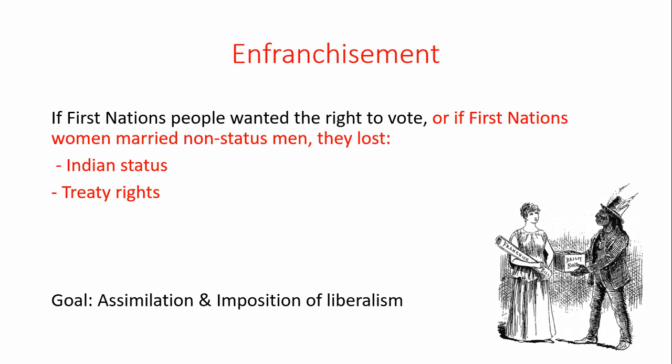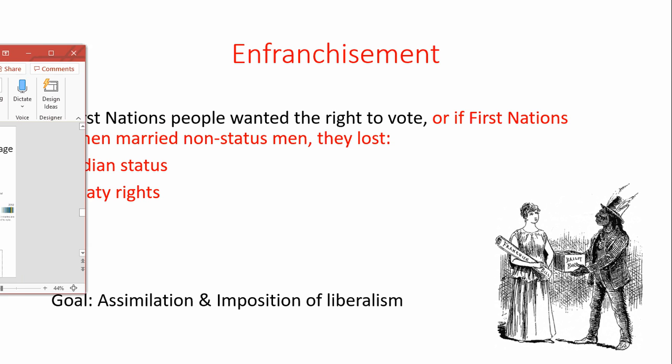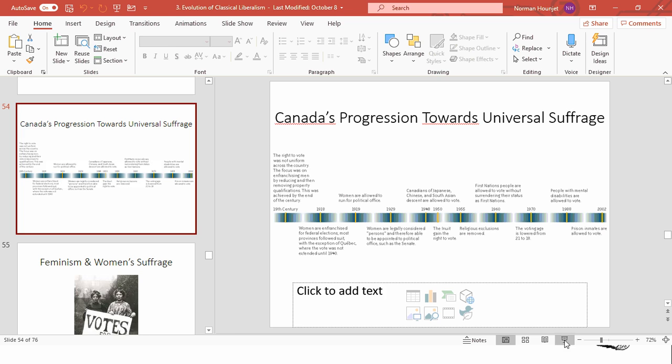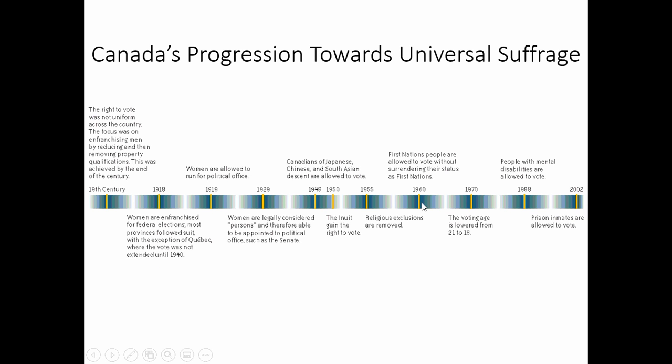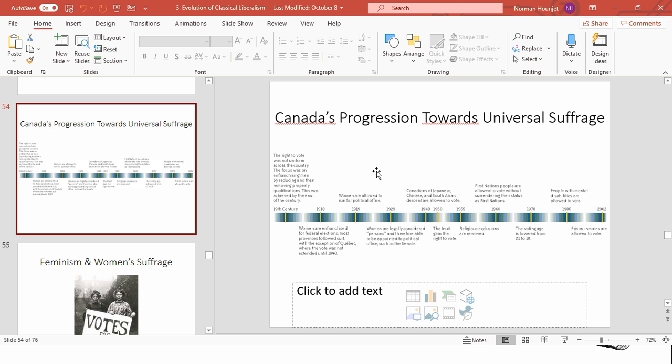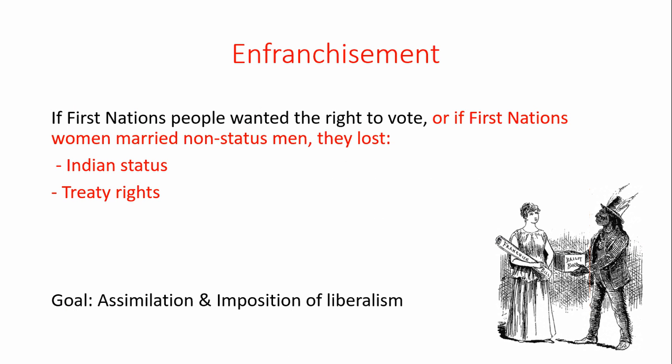As you guys learned back in Unit 2A, right? Remember when you took a look at this chart right here, you learned that it wasn't until 1960 that First Nations people were allowed to vote without surrendering their status as First Nations, without losing their Indian status. Okay, so these enfranchisement laws existed for a very, very long time until quite recently.